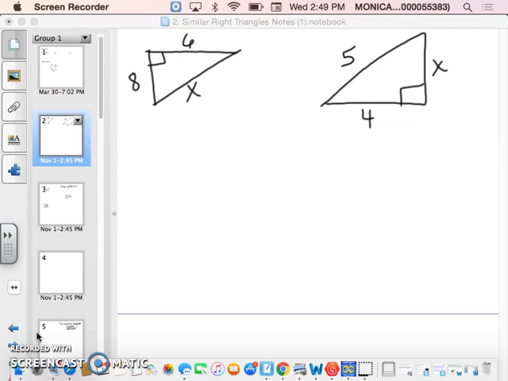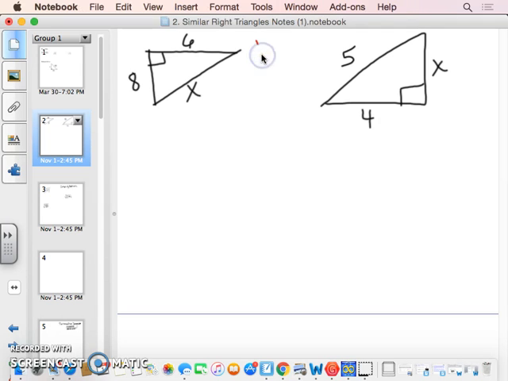So one thing I want to review is when we see right triangles, what should come to mind is the Pythagorean theorem. And the Pythagorean theorem is, of course, a squared plus b squared equals c squared. Okay, and this is used for side lengths. And so the key with the Pythagorean theorem is you have to know, are you looking for a leg or are you missing a hypotenuse?